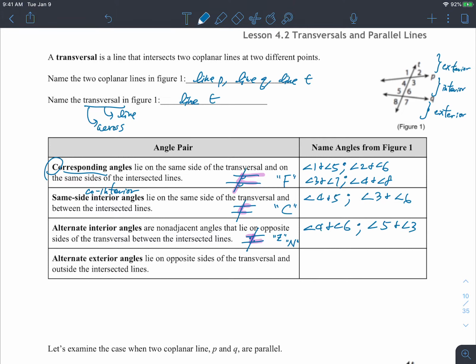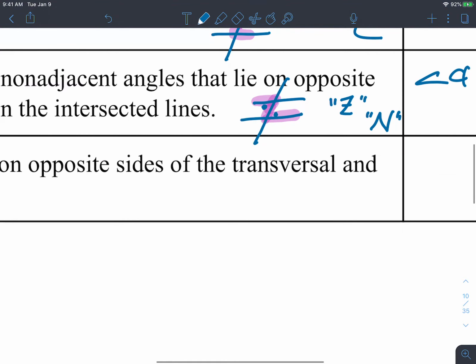How about the alternate exterior angles? Yep. So if you have this, it's on the opposite side. So if it's here and it's on the alternate side, it has to be on this side, but it can't be the one that is adjacent, right? So it has to be this one. What shape is this? I don't know. It could be two V shapes, I suppose, right?